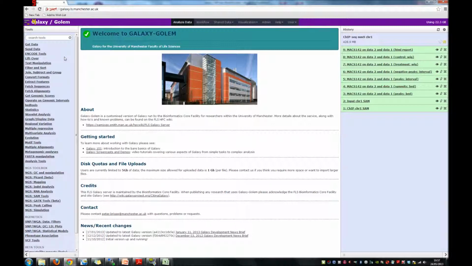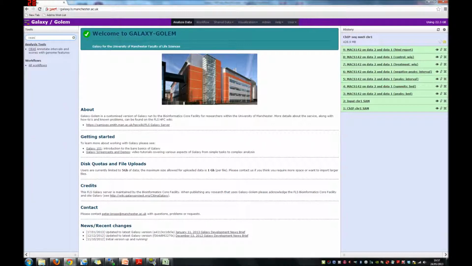In this video I'm going to be talking about how to get some extra information, which is features of the genome that binding regions are close to. To do this I'm going to use a tool called CEAS, which stands for the Cis-regulatory Element Annotation System. To find this in Galaxy we can use this search tool, type CEAS and click on that.